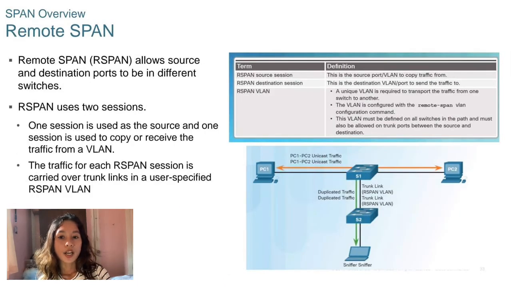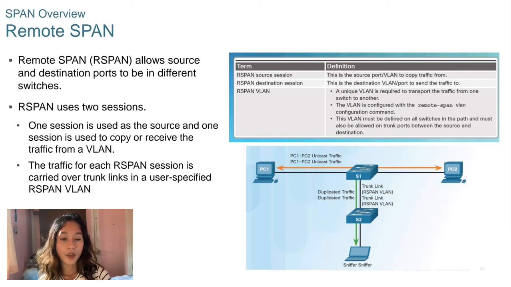Remote SPAN. Remote SPAN allows source and destination ports to be in different switches. RSPAN uses two sessions. One session is used as the source and one session is used to copy or receive the traffic from a VLAN. And the last one is the traffic for each RSPAN session is carried over trunk links in a user-specified RSPAN VLAN.